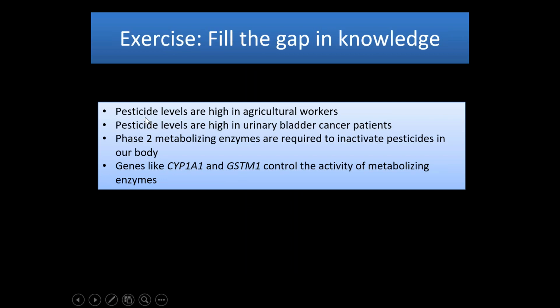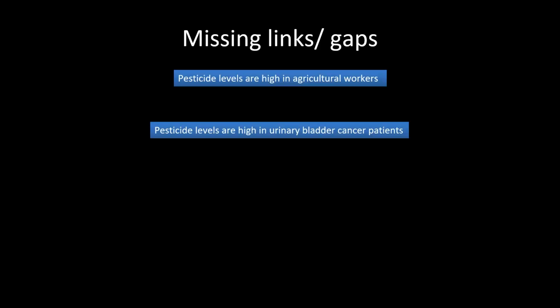Another one is pesticide levels are high in agricultural workers, we know. We have also found out that pesticide levels are high in urinary bladder cancer patients. There's a metabolizing enzyme for these pesticides which inactivates them in the body, and then there's certain genes which control the activity of these metabolizing enzymes. So there are four separate statements. Can we find a link that we have seen?